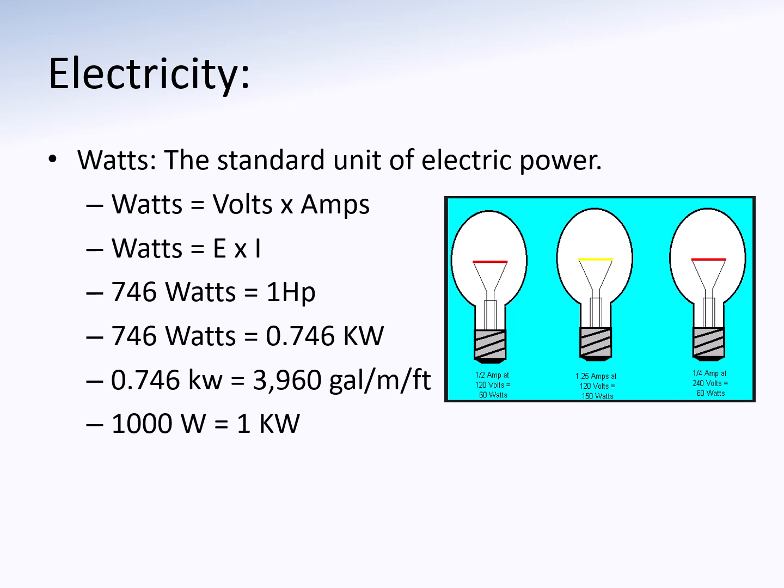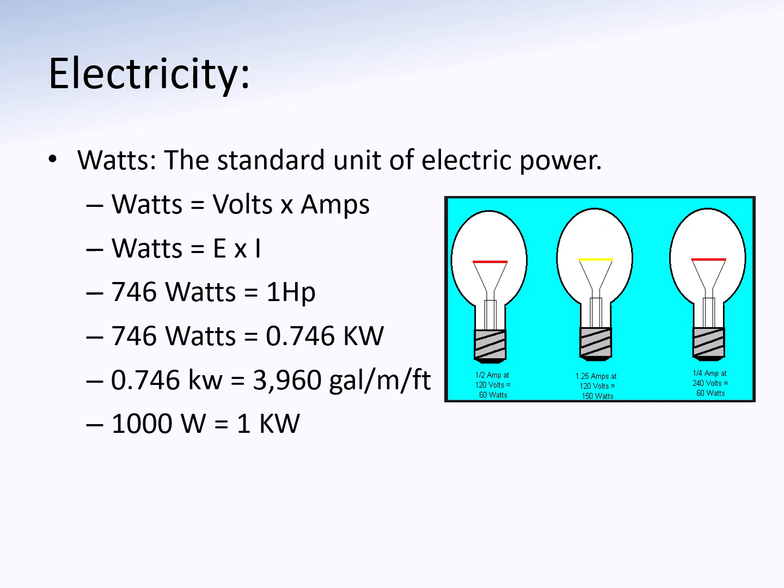Let's see. Here's the equivalents, right? So if you look, you've got 746 watts, which is the equivalent of 1 horsepower. So 1 horsepower, excuse me, 746 watts. If you were to divide that by 1,000, that decimal point would move over 3 places, right? And you would get 0.746 kW, right? And then the 0.746 kW is the equivalent of 3,960 gallons per minute per foot.